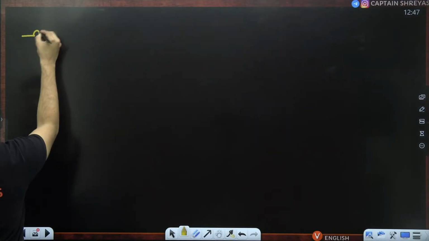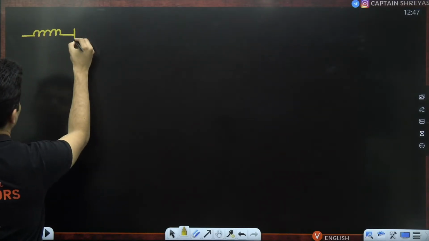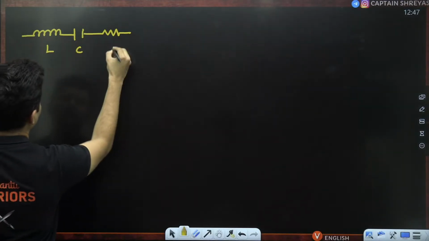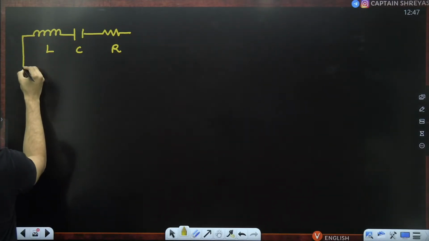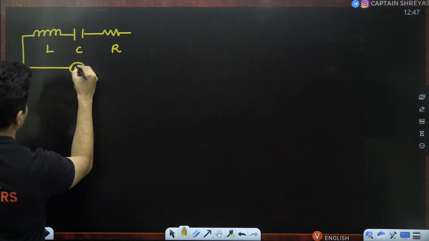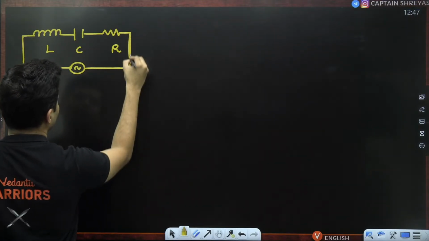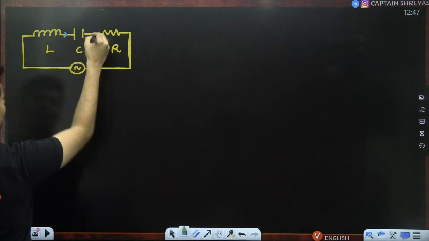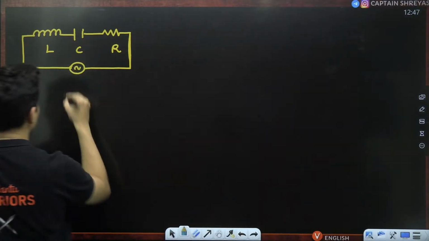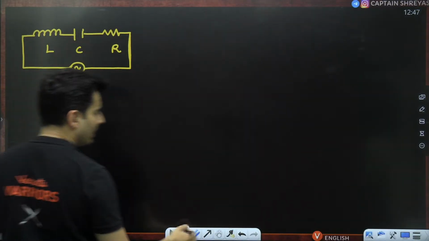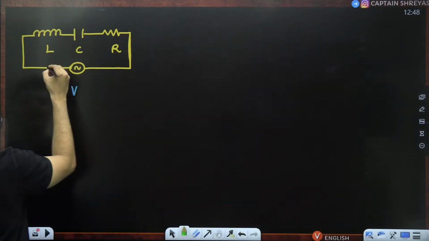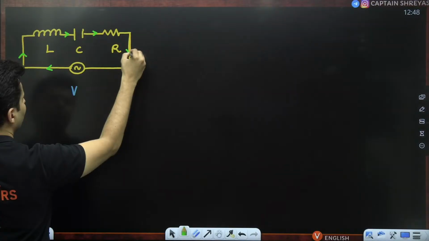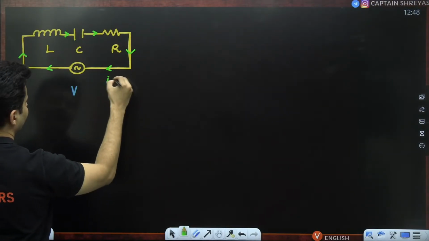So you have an inductor, a capacitor and a resistor, an LCR circuit, which is connected to an AC source like this. What will be same in all of them versus what will be different? The voltage will be different, but the current will be the same. Whatever current will come, the same current will have to flow through the circuit. So the current will be the same.